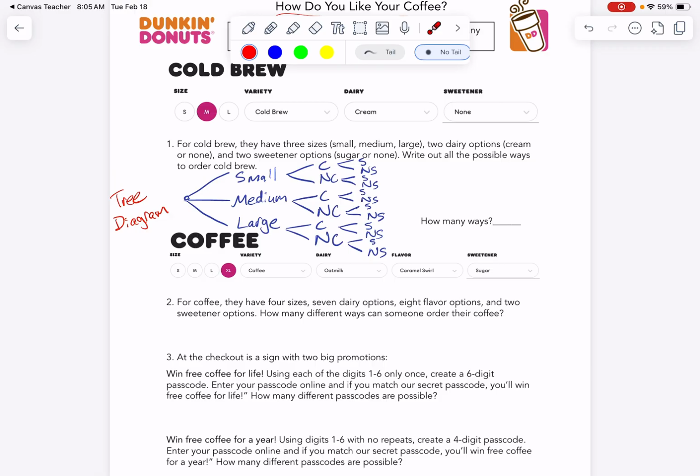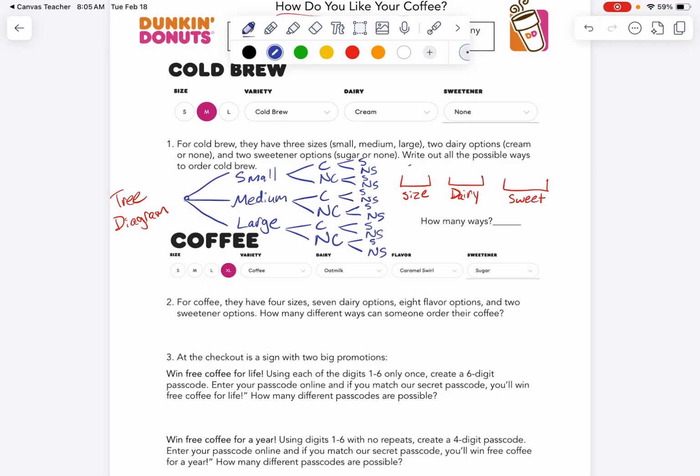Well, combinations can really be thought of, instead of having to make this giant tree diagram every single time, we can instead think of it, I like to think of it as slots. So I'm going to make three little slots, and each one represents one of our options. This first one represents all the choices we have for size. The next one represents all the choices we have for dairy. And then the last one represents all the choices we have for sweetener.